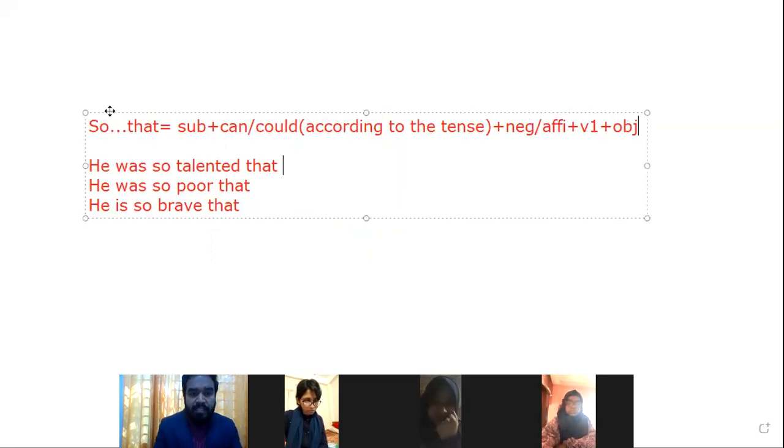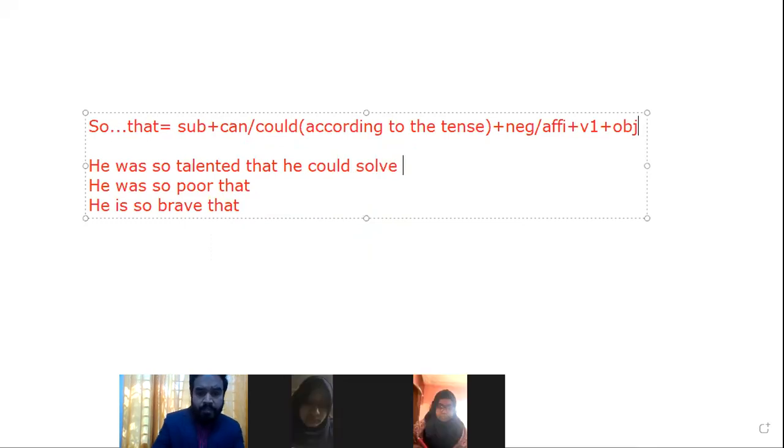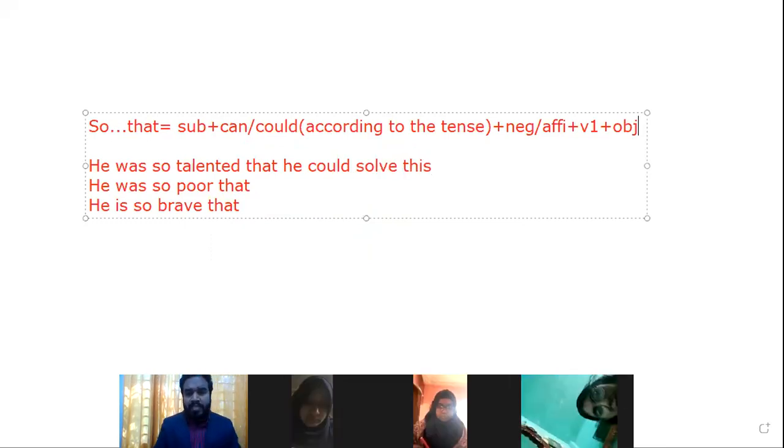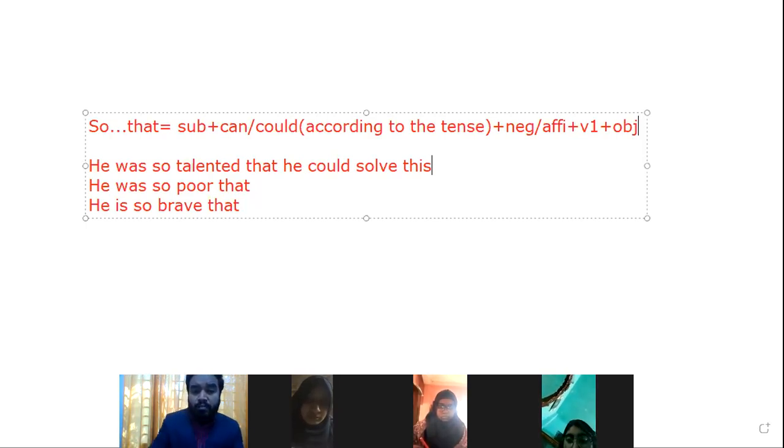So the clue is if there is so dot dot that, then how to change this sentence. So place the subject. You are so talented that he could not fail anytime. Solve. Oh, okay. Your sentence is negative. He could not fail. You can also place a positive sentence. You are so talented that he could solve this problem easily.